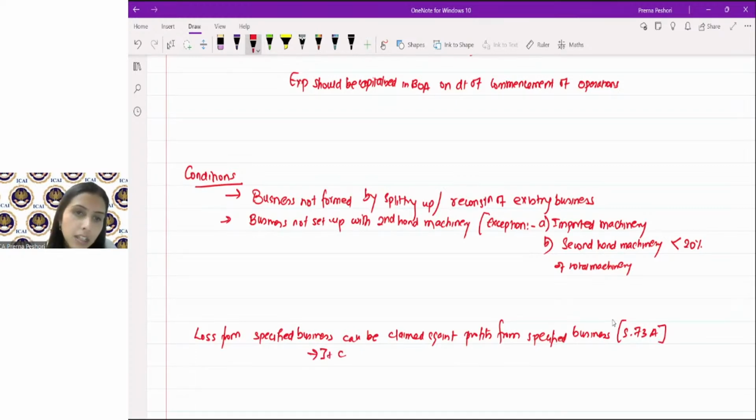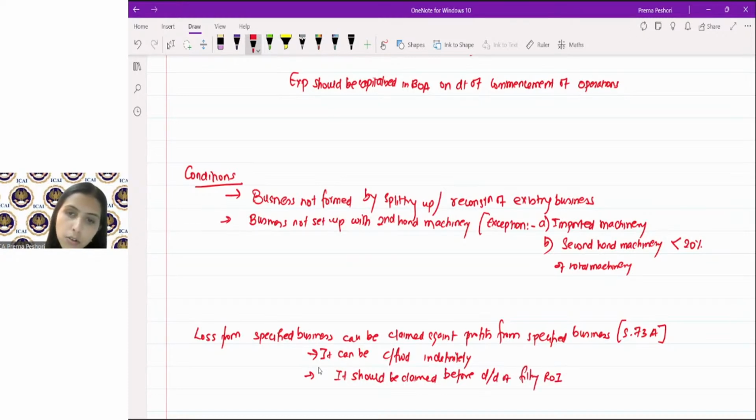It can be carried forward indefinitely. This is to give a boost to the section. There is no time limit. But the only condition is it should have been claimed before the due date of filing return of income under section 139(1). Are we clear?